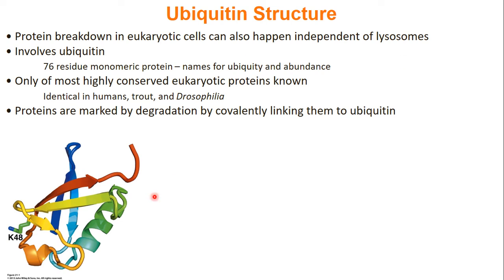Ubiquitin is a tiny protein, only 76 residues in the monomer, and it's called ubiquitin because it's everywhere and there's a ton of it. This is one of the most highly conserved eukaryotic proteins we have found. In humans, trout, or Drosophila, which are little flies, it's the same thing. This protein hasn't changed, so it's very conserved.